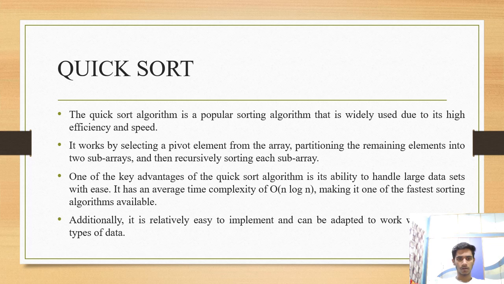Quicksort. The quicksort algorithm is a popular sorting algorithm that is widely used due to its high efficiency and speed. It works by selecting the pivot element from the array, partitioning the remaining elements into two subarrays, and then recursively sorting each subarray. One of the key advantages of quicksort algorithm is its ability to handle large datasets with ease. It has an average time complexity of n log n, making it one of the fastest sorting algorithms available. Additionally, it is relatively easy to implement and can be adapted to work with different types of data.